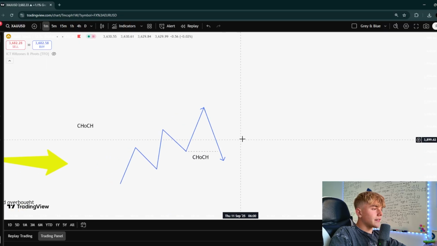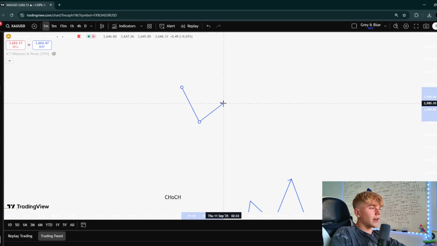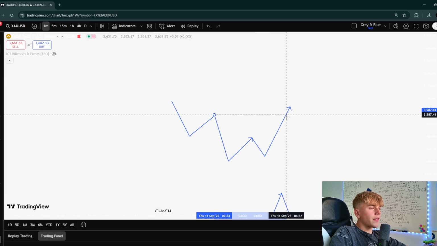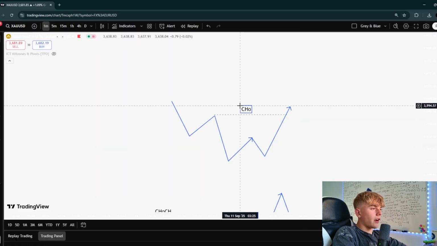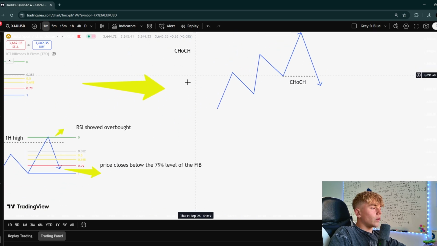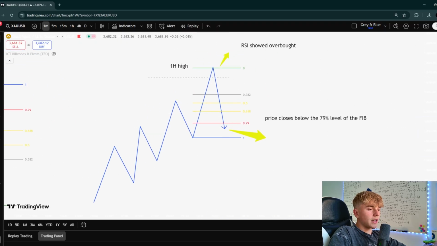Now, a change of character shows that market structure is beginning to shift in the opposite direction. So that would look like this in an uptrend where price broke below a higher low, or in a downtrend, like we were trending downwards, like so. We create a low, a high, a lower low, a lower high. If price was to close above a previous lower high, like so, this would also be an example of a change of character because it is the first sign that the market structure is shifting. So let's go back to our example here, and we can see price closed below the 79% level, had a bit of a pullback up, but then we closed below and we formed a change of character.